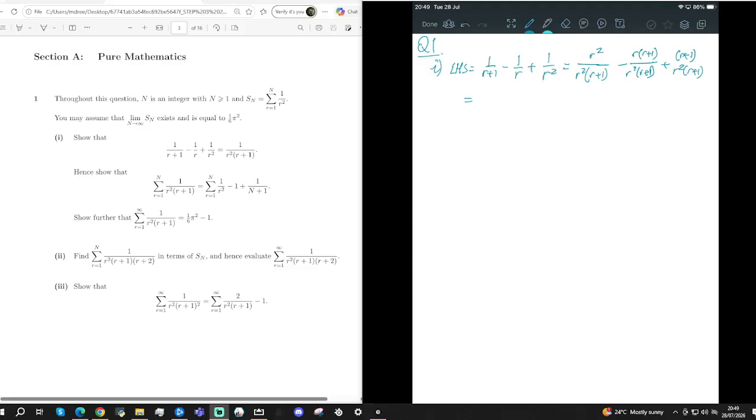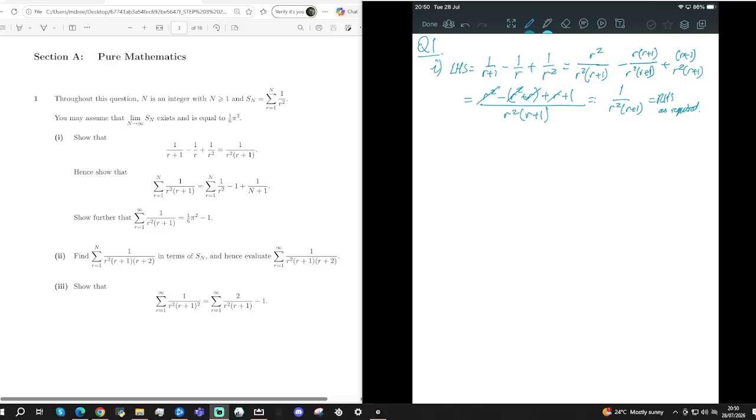So combining all those fractions together, we have an r squared minus r squared plus r plus 1 from the final, all over that denominator of r squared, r plus 1. And now the things that cancel: the r squared cancels the r squared, the r cancels the r. And I'm left with exactly what was required. Equals right hand side, as required.